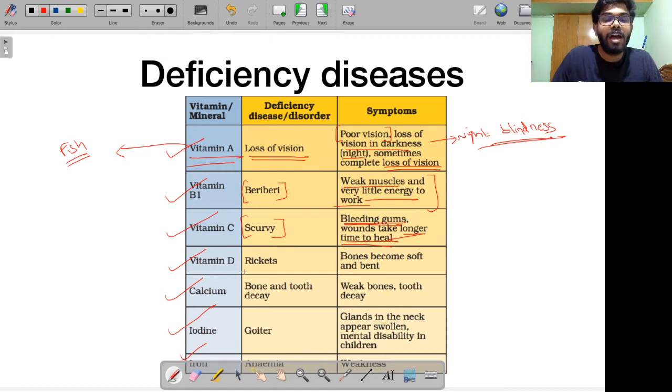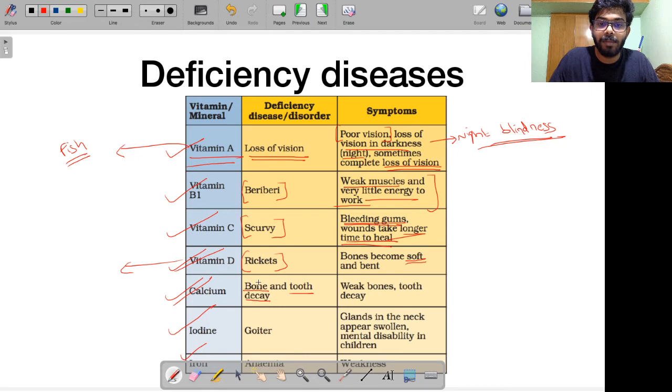Okay. Then we have vitamin D deficiency. This results in something called rickets. Remember, I told you why is vitamin D required? So that calcium can be utilized by our body to make your tooth and to make your bones. So automatically, if there is a deficiency of vitamin D, you will see that your bones become soft. They become so soft that the bones become easily bent. Okay, this is not a very good condition. Then we have calcium, right? If you have a deficiency of calcium, this will result in bone and tooth decay.